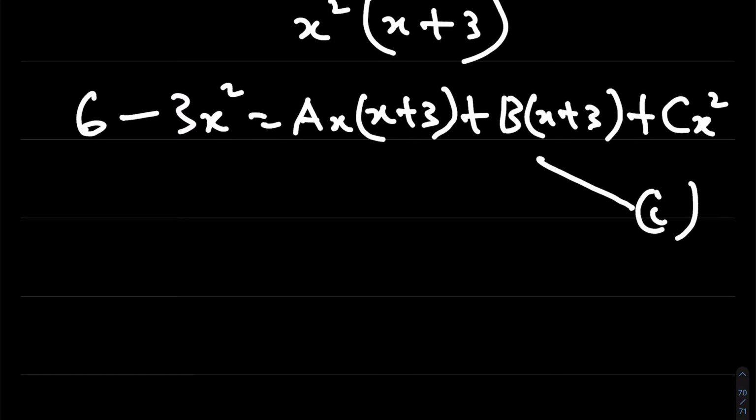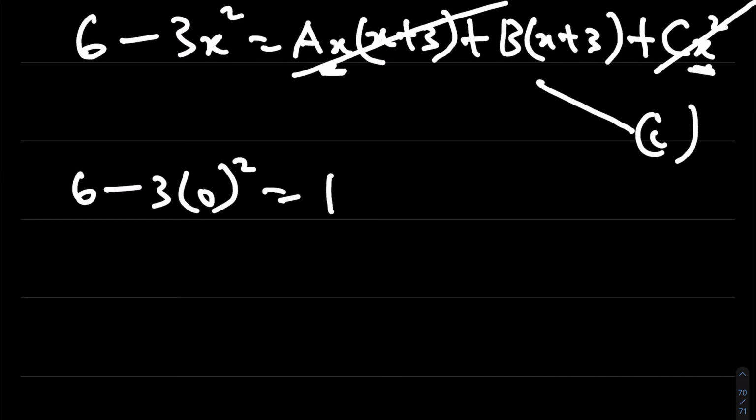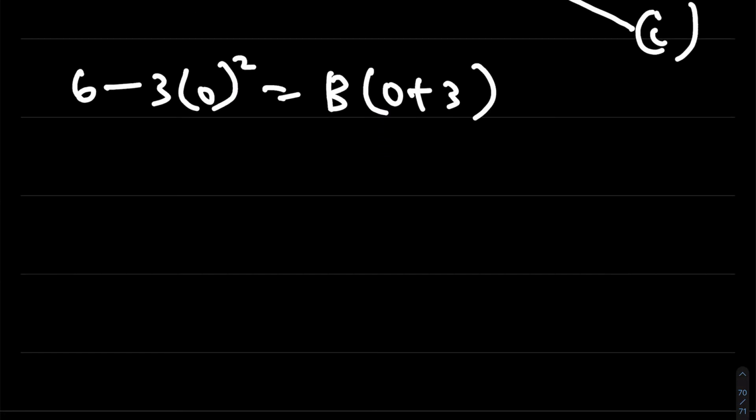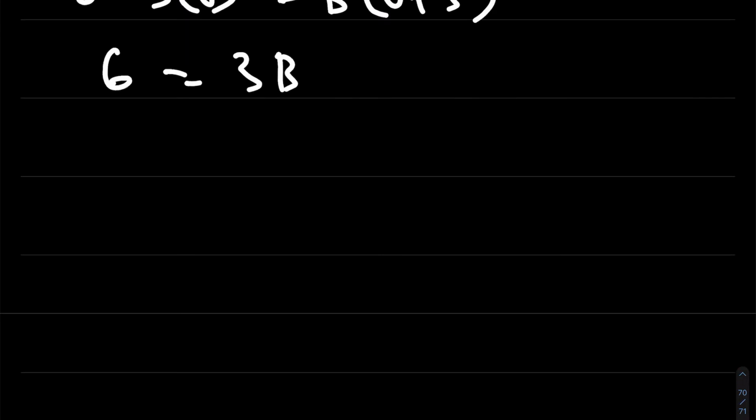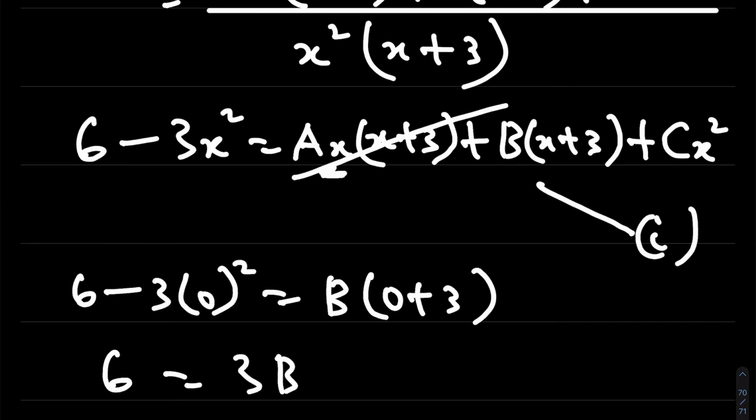Now I want to put x equals 0 in equation 1. If I put x equals 0 in equation 1, a times 0 is 0, and that means the LHS of this is 0. 0 squared is 0, which means the LHS of this is 0. So I'm going to be left with 6 minus 3 times 0 squared equals b times 0 plus 3, and that simply means 6 equals 3b. When we divide both sides by 3, we get b equals 2. Now what can we put in equation 1 to get another constant?